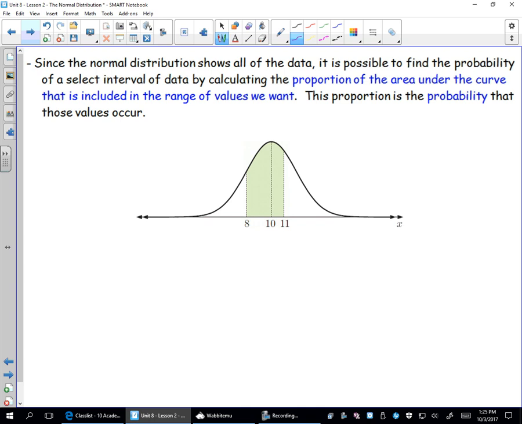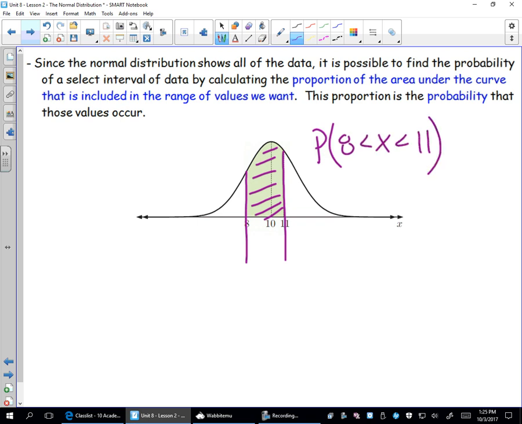Since the normal distribution shows all the data, every possible case, I can find different areas of that curve by creating intervals, as we talked about a second ago. So I can say to myself, what proportion of data is in here? If I know the proportion of the data, I know the probability. So in a case like this, we're going to start using some notation. We want P for probability, and I want my values between 8 and 11. And then we're going to calculate the percentage that actually happens.